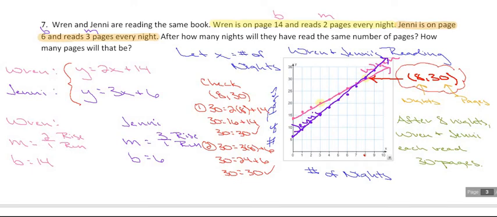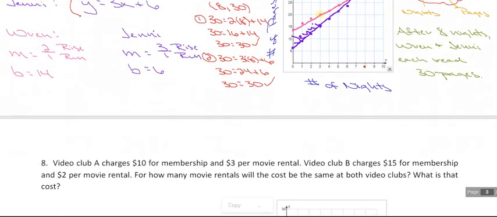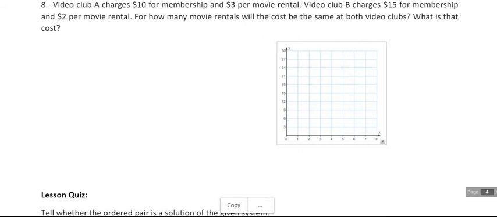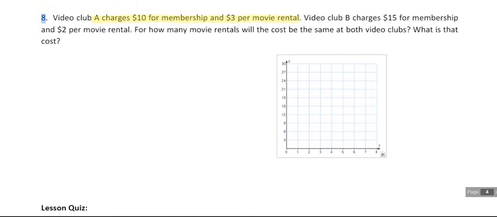So we do have one more problem, another word problem here. And that word problem says that number 8, Video Club A charges $10 for membership and $3 per movie rental. Video Club B charges $15 for membership and $2 per movie rental. For how many movie rentals will the cost be the same at both video clubs, and what is that cost?